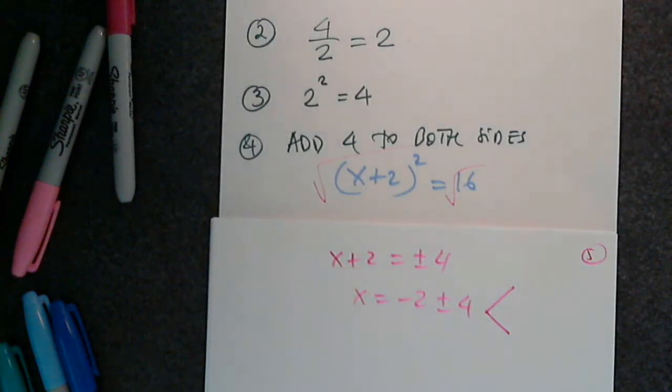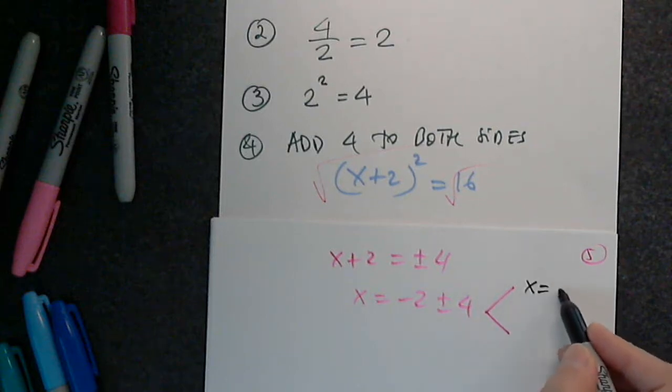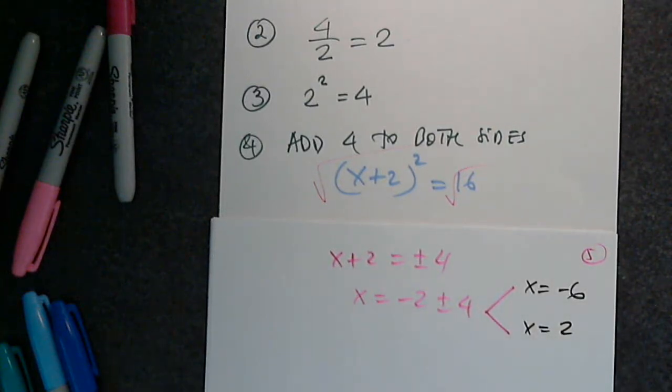So we get negative 6 and we get positive 2. See the difference? See why we needed to complete the square and we needed to add 4 to both sides? Yes? Please, is that okay? Yeah, we needed to complete the square.